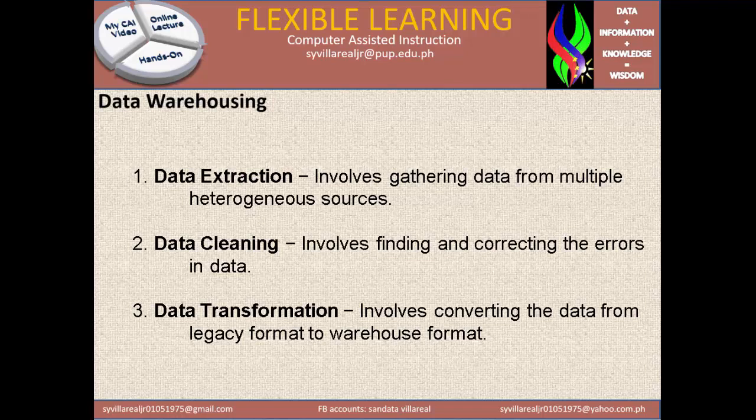So next is data transformation. This involves converting the data from legacy format to a warehouse format. When we say legacy, we mean the origin of the data. We have plenty of origins of data, or the legacy itself. For example, it came from a normal text. That is one of the legacy. It came from Microsoft Excel. It came from Microsoft Word. It came from PowerPoint. It came from a database, DBF. There are plenty of formats we have in terms of data.